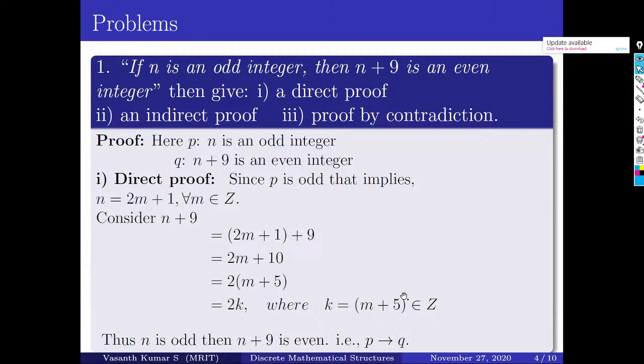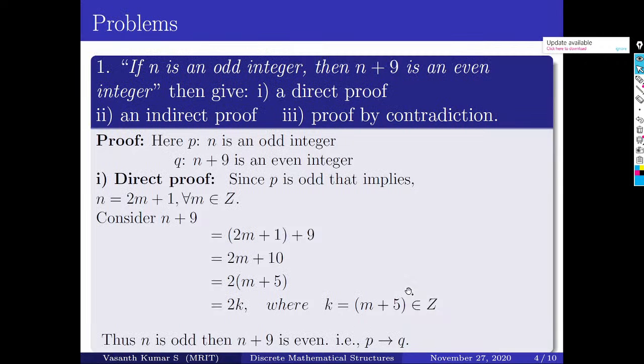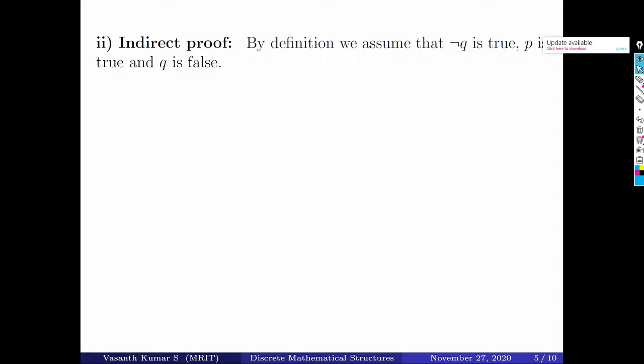Next we will prove it by indirect proof. You know what p is, and you know what q is. P is: n is an odd integer, and q is: n plus 9 is an even integer. So by definition we should assume that negation q is true, that is, q is false.